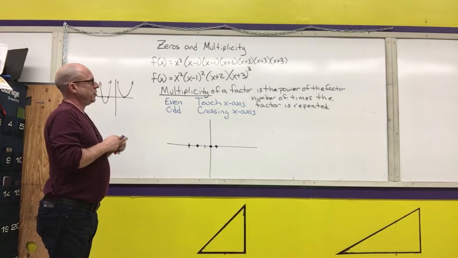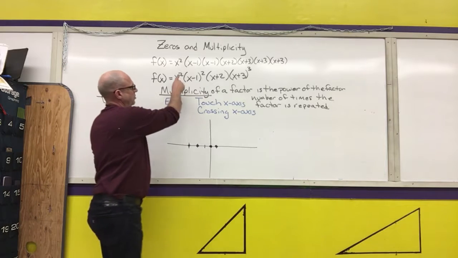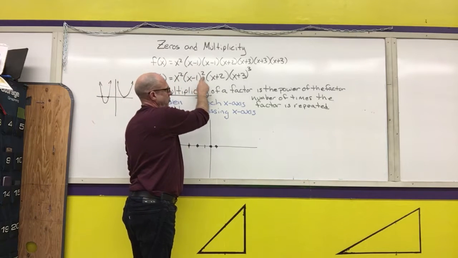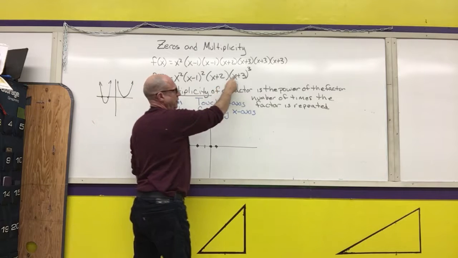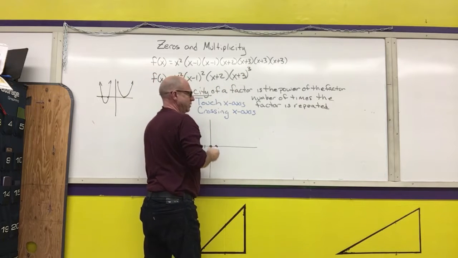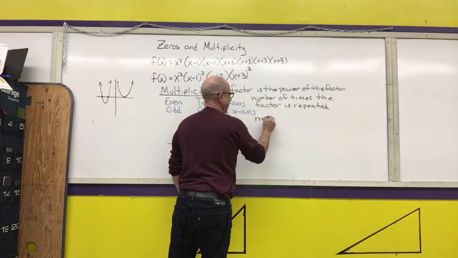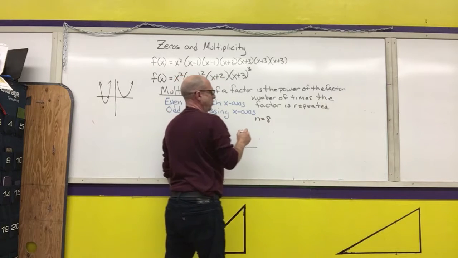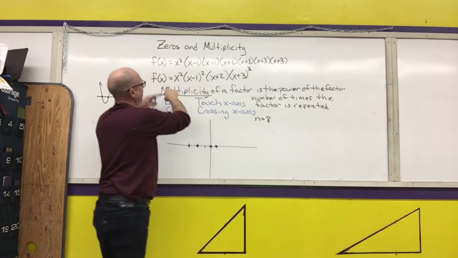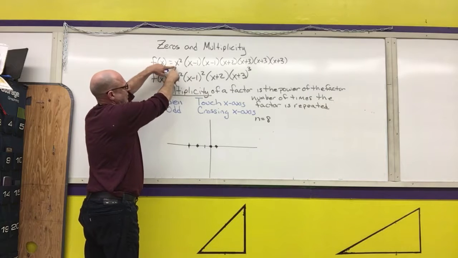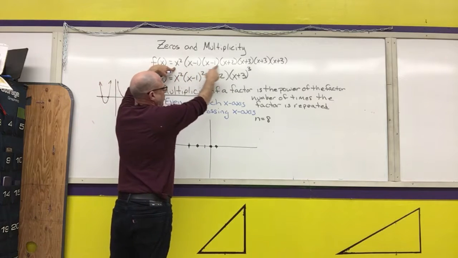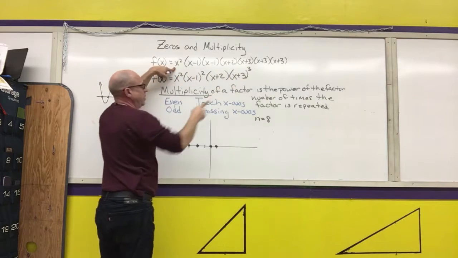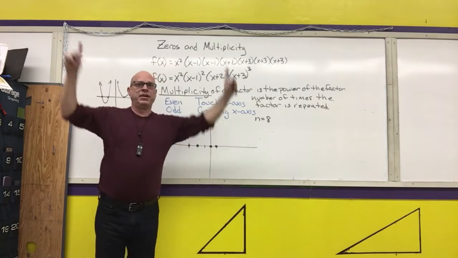Now let's figure out what the degree of this polynomial is. Well, it's 2 plus 2, which is 4, plus 1 is 5, plus 3 is 8. So we know n is equal to 8. And we know our leading coefficient is positive because I have a 1 times 1 times 1 times 1 all the way through here, so we know it's going to be an even function.